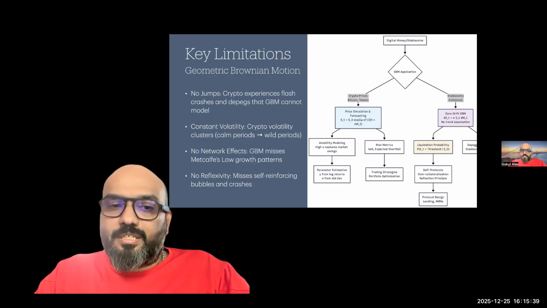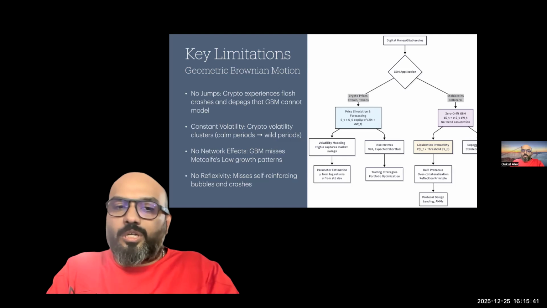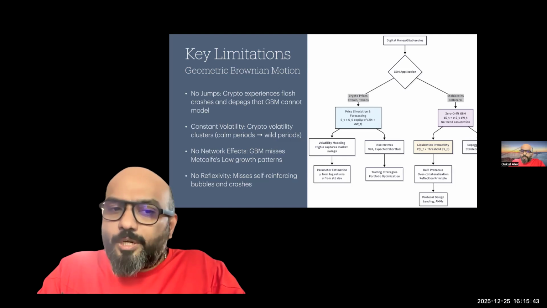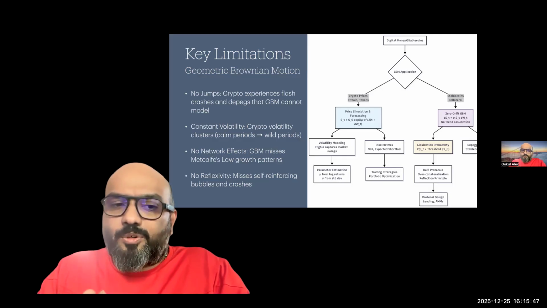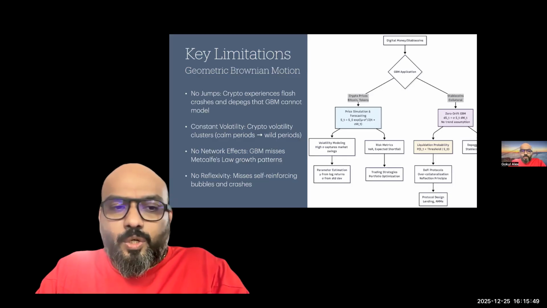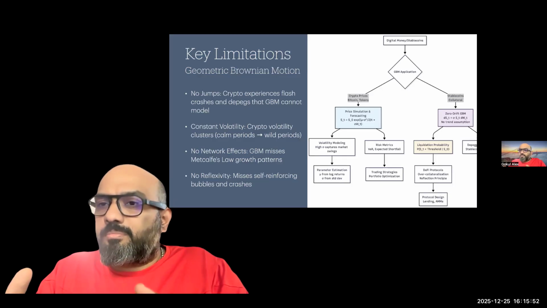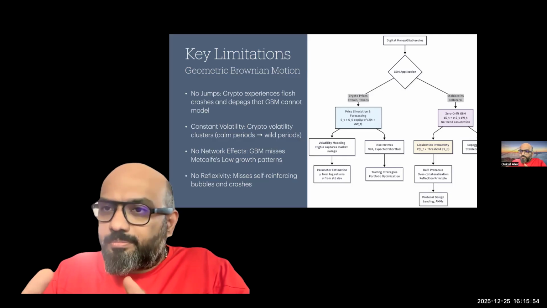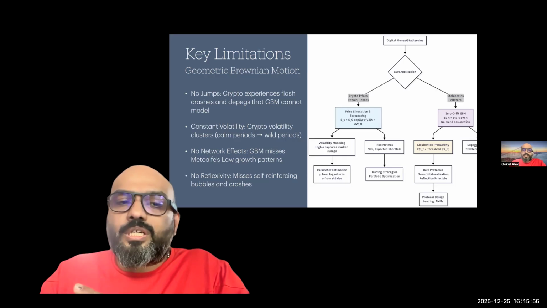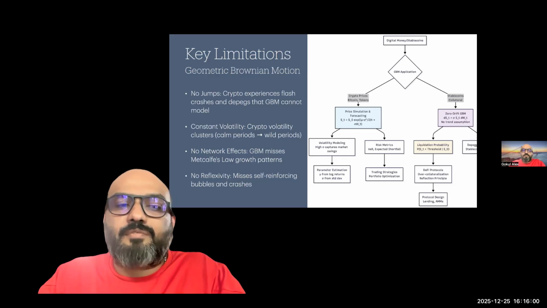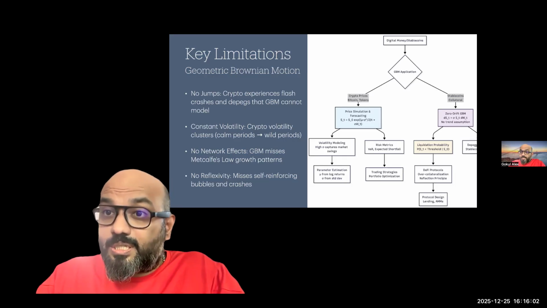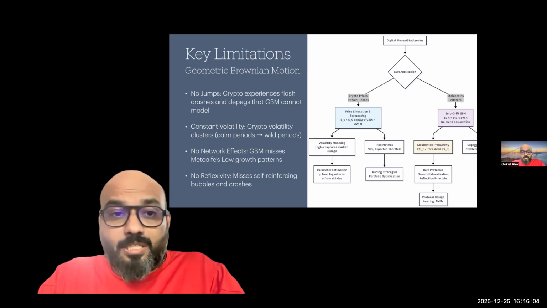And network effect. The geometric Brownian motion model misses Metcalfe's network effects model, and hence it is not a good model where you are modeling the network impact on the prices. And it is not aligned to reflexivity principles. Hence, it misses the self-reinforcing bubbles and crashes associated with many of the cryptocurrencies.